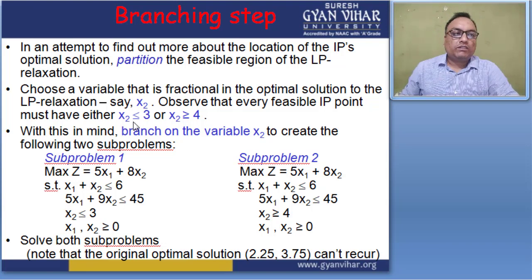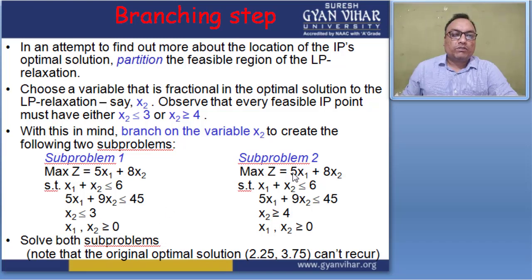First is x2 less than or equal to 3, and the second is x2 greater than or equal to 4. So here we take the maximum of the function z = 5x1 + 8x2, such that x1 + x2 ≤ 6 and 5x1 + 9x2 ≤ 45, and for this subproblem x2 ≤ 3, then x1 and x2 ≥ 0.